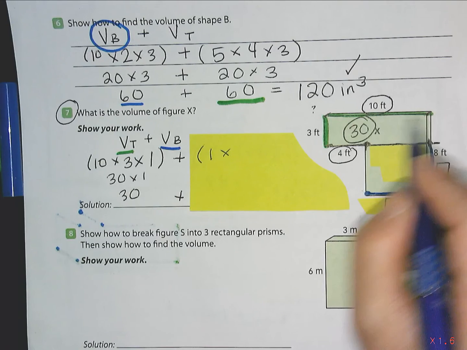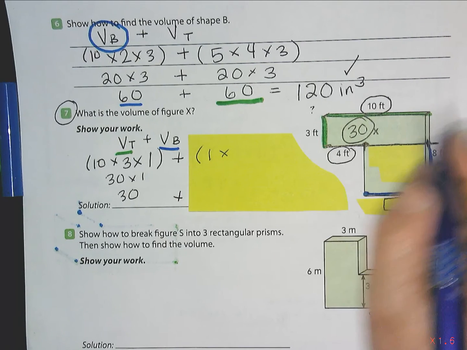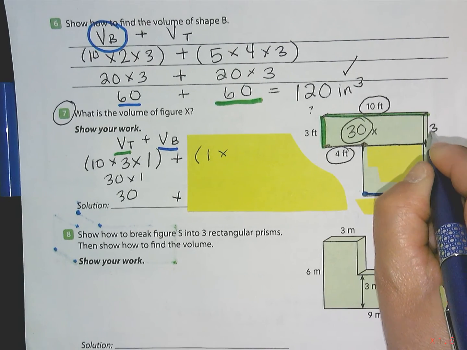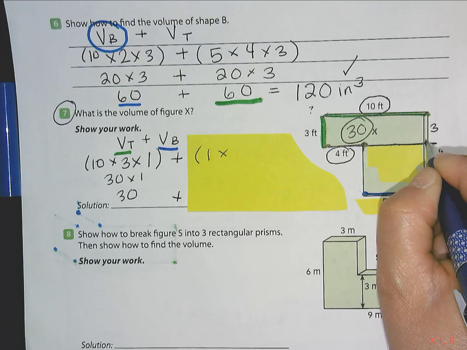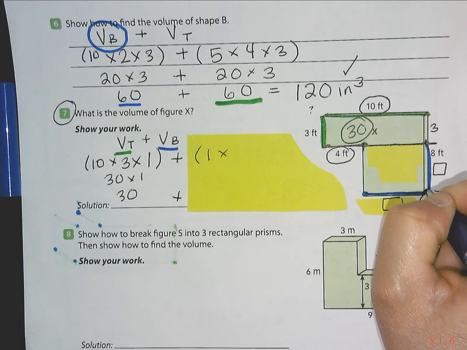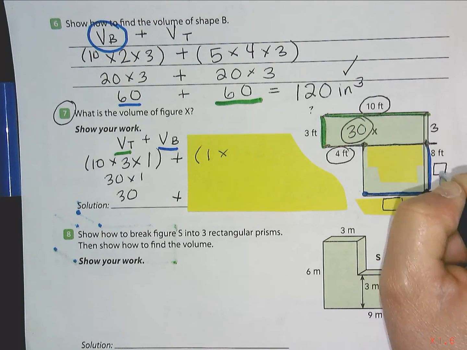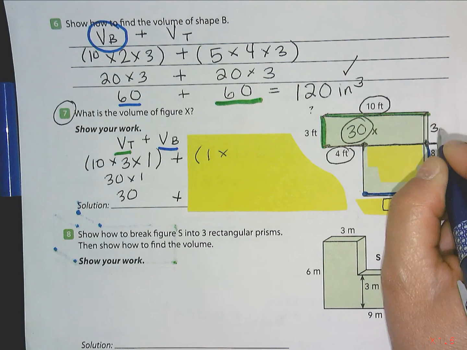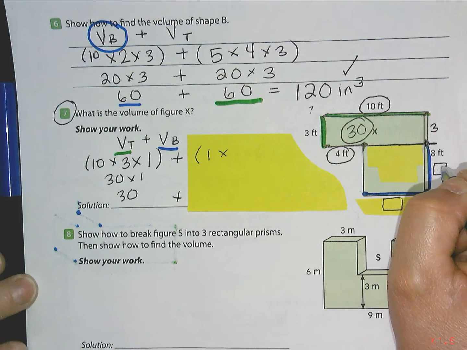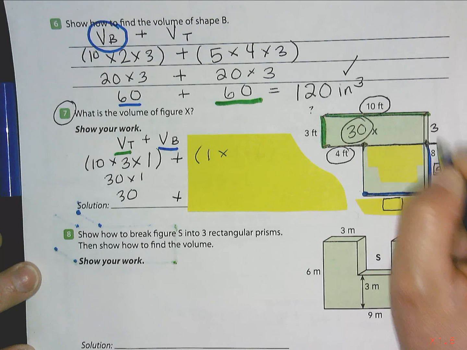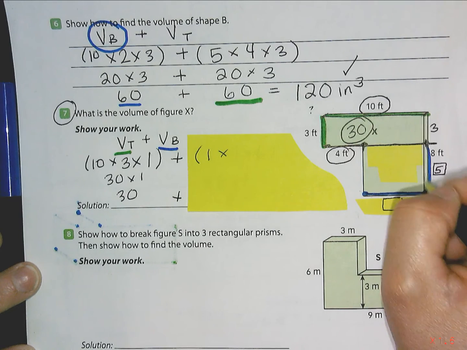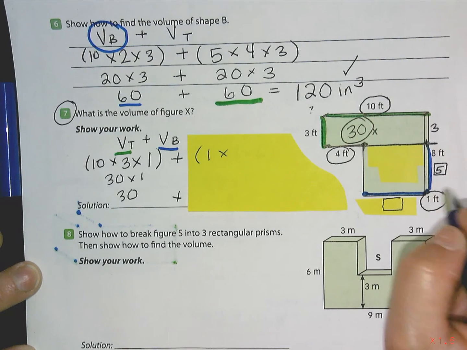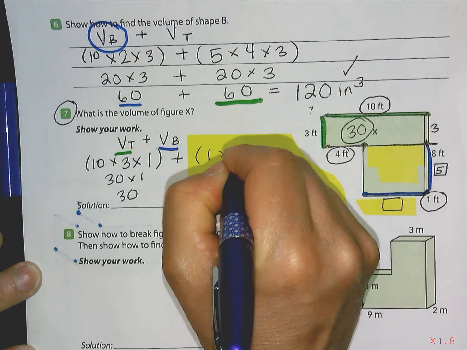So I see that the height of this top box was 3, which means if this part is 3, and I know the whole thing is 8, I can ask myself, well, what plus 3 is going to equal 8? And I know that 5 plus 3 equals 8. 5, 6, 7, 8. So the height of this bottom rectangular prism is 5.